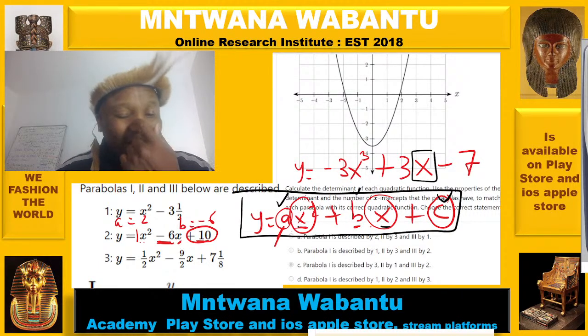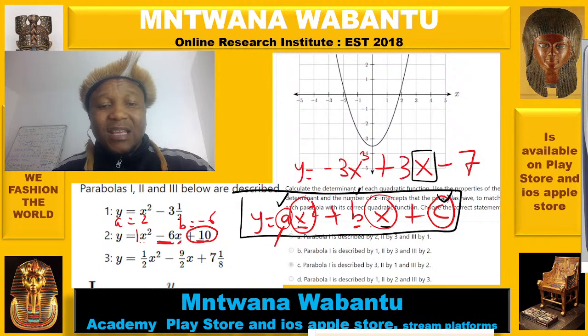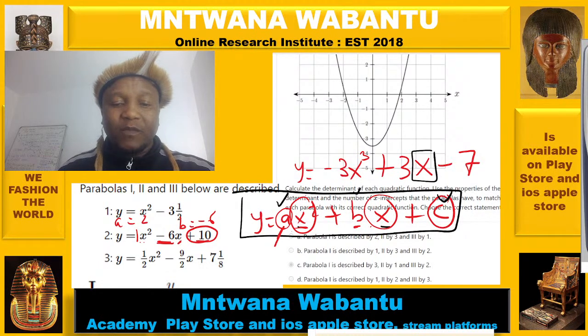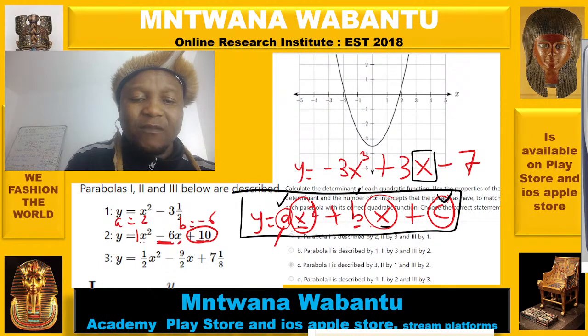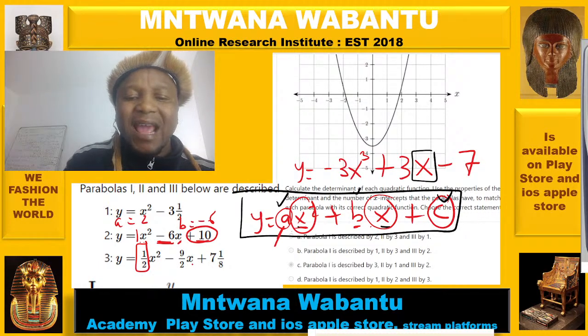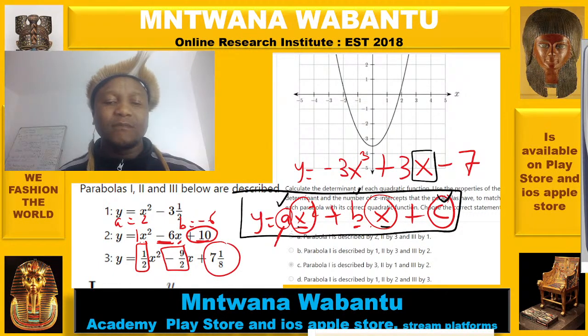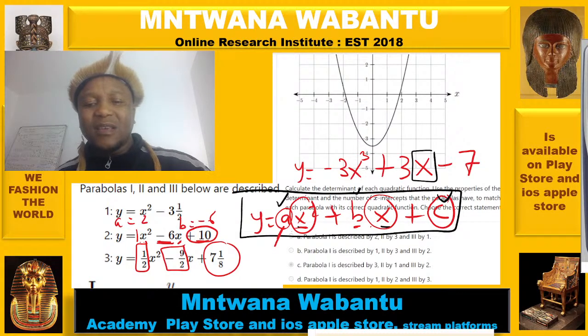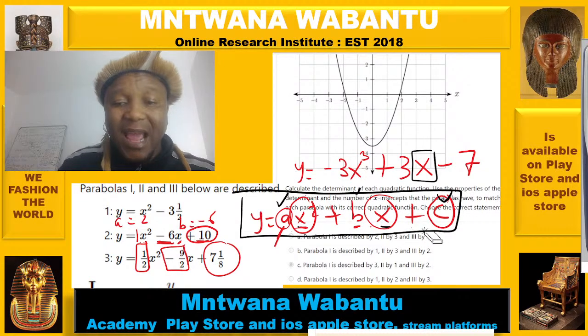So anything with x squared, that's a, and anything with x before it, that's b. What is the value of a? The value of a equals a half here. What is the value of b? b is the number before x, so the value of b equals -9/2, and the value of c is 7/8. Now we know how to get a, b, c.